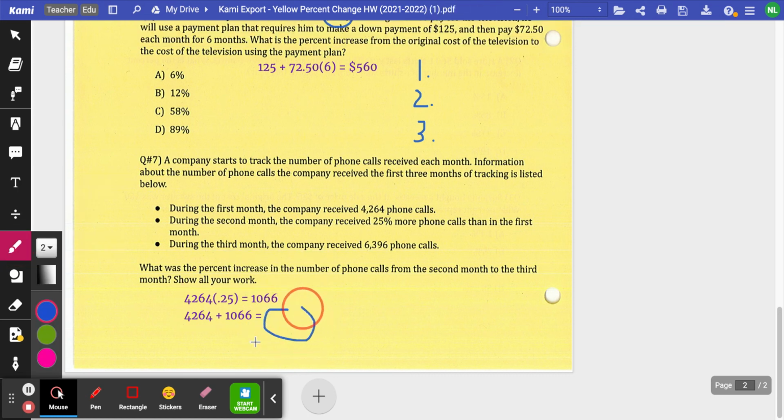Then you have to use that number and this number to do your 3 steps for percent change. So steps 1, 2, and 3. You do the difference divided by the original, and then that answer times 100, which will give you the percent. And then you should be done. Turn it in.